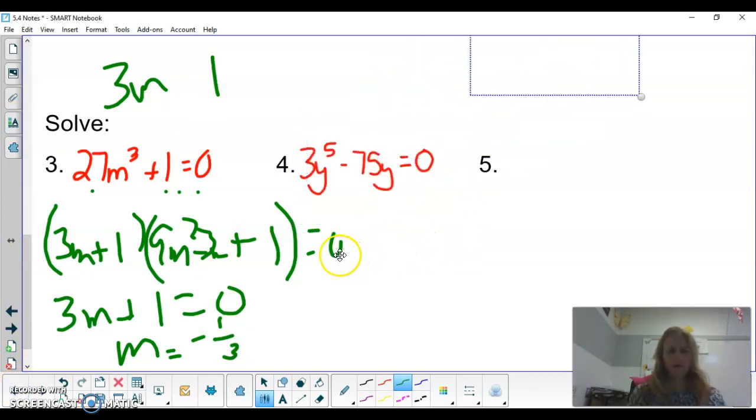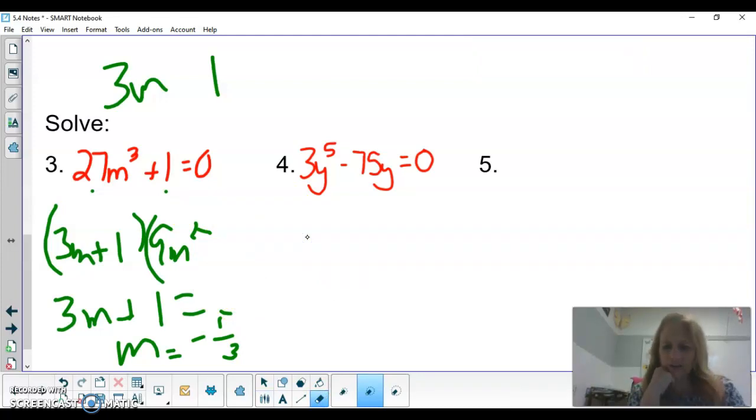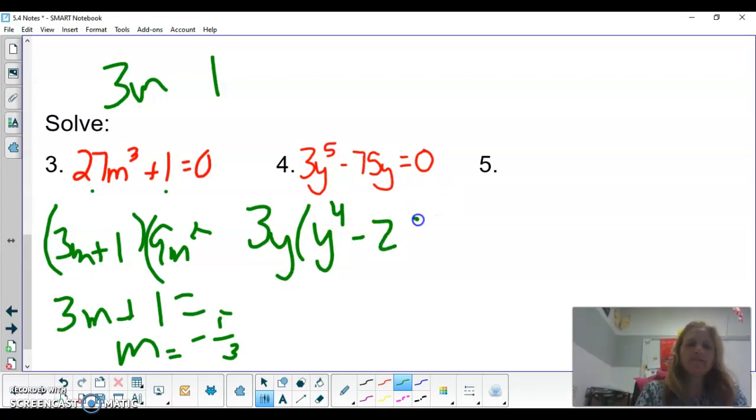Okay. All right, so let's look at number 4. What do we have here? We don't have a perfect square or perfect cube. Well, what can we do? Well, let's factor out a common factor. So let me get rid of this. All right, so what can we factor out of this? What would be a common factor? So yes, you could factor out a 3 and a y. So we're left with y to the 4th minus 25 equals 0.